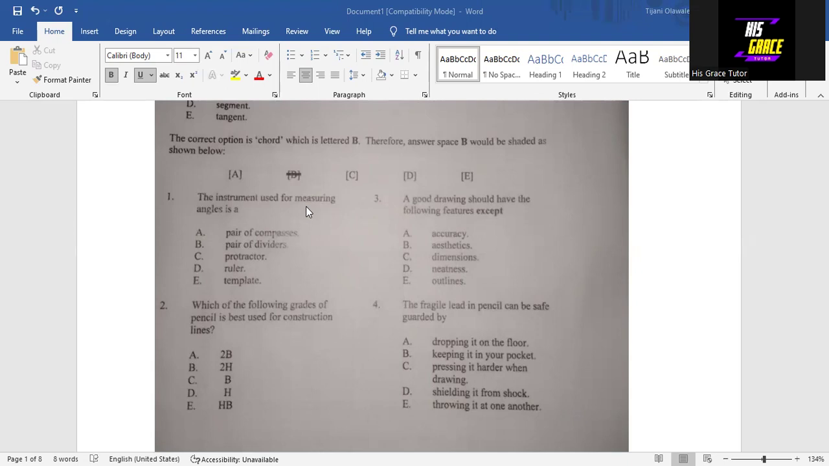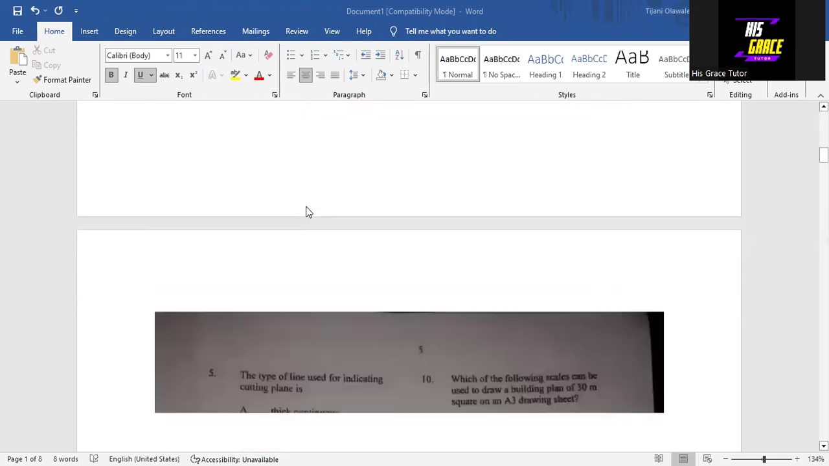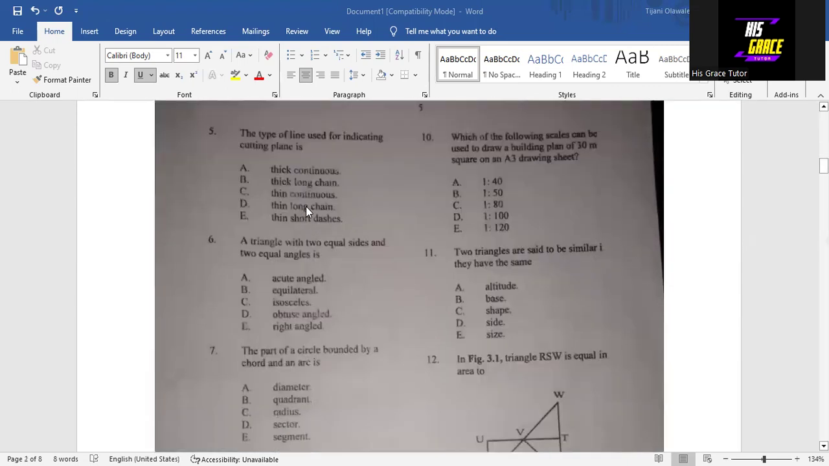Okay. Then move to question 4. The fragile lead in a pencil can be safeguarded by shielding it from shock. That is option D, the answer to that question. Then we move to question 5. For question 5, the type of line used for indicating cutting plane is a thick long chain line. Option B is the answer to that question.